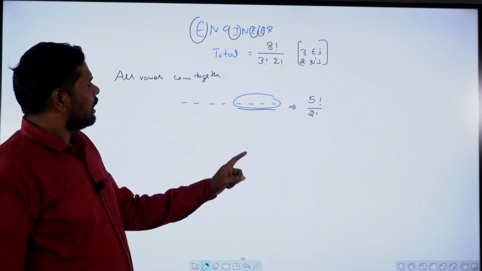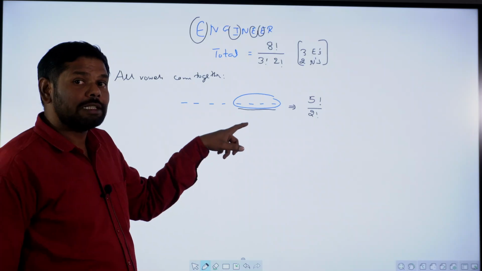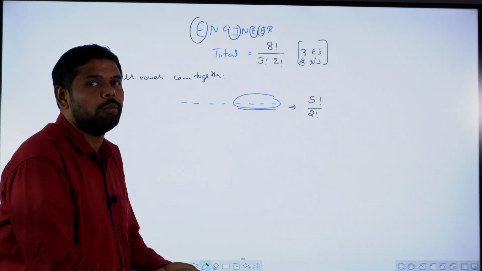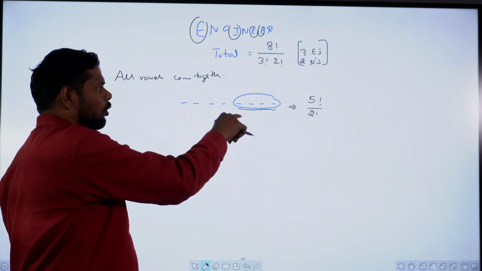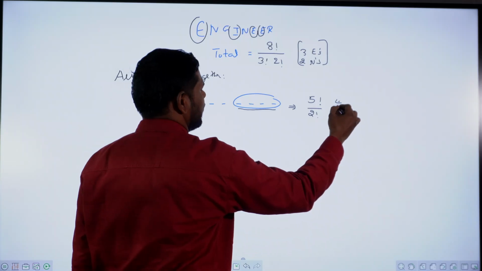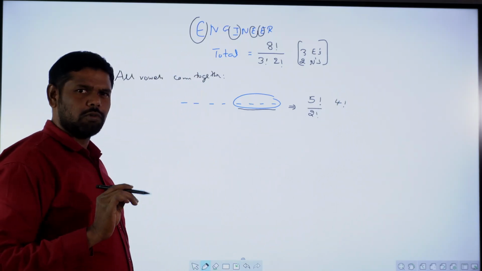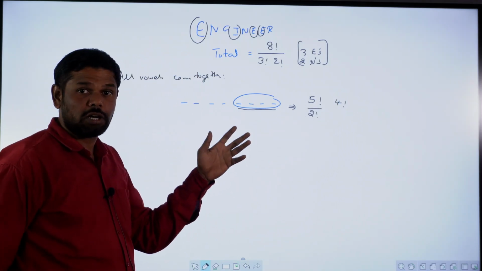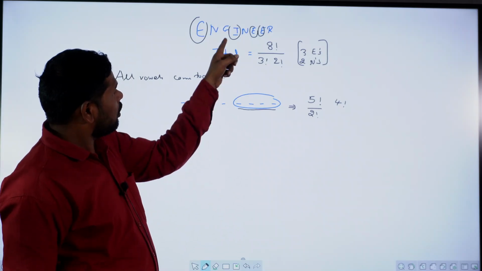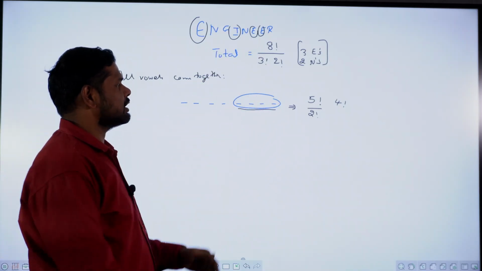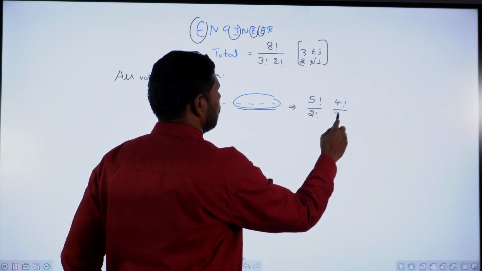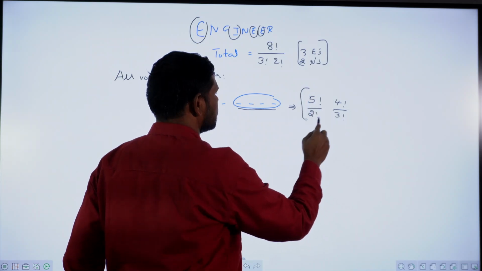And next, the 4 vowels arrange themselves in how many ways? That is important. The 4 vowels arrange themselves in 4 factorial ways. That's clear, no doubt. 4 letters are there, 4 gaps are there, 4 factorial. But in the vowels, 3 e's are repeated, so you need to divide by 3 factorial. This is the answer. That's it.